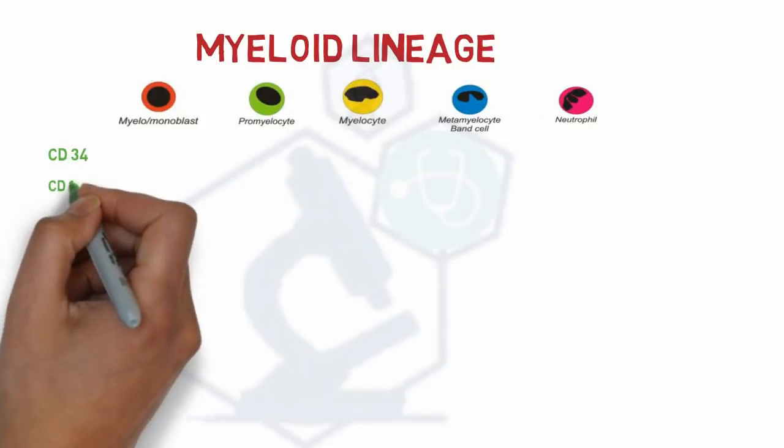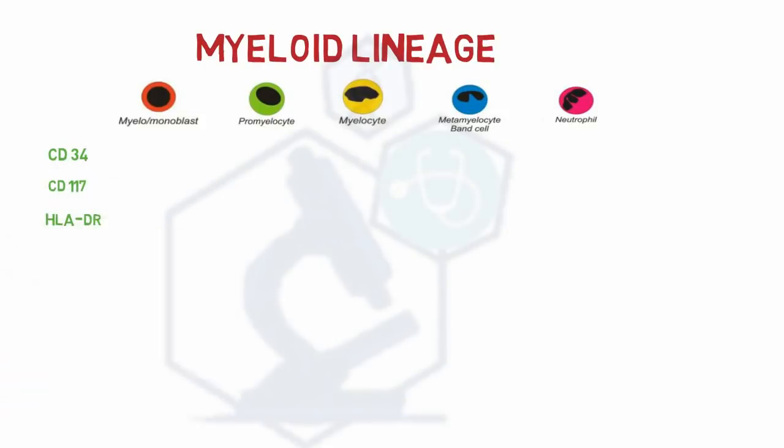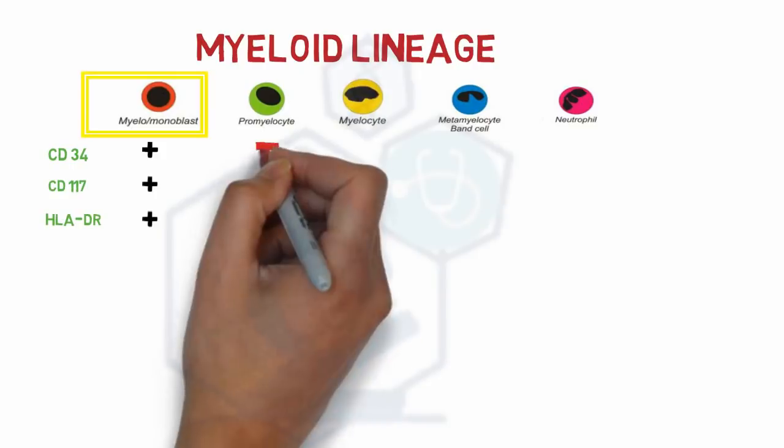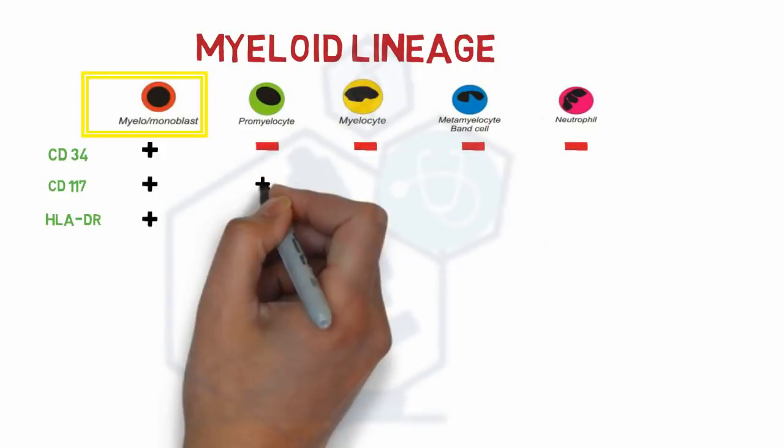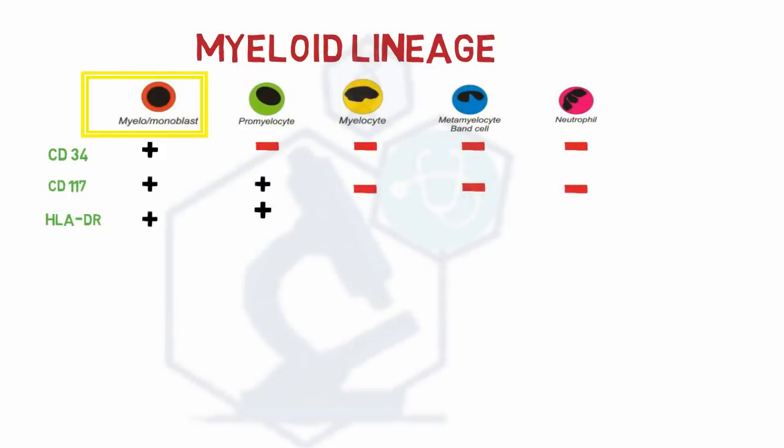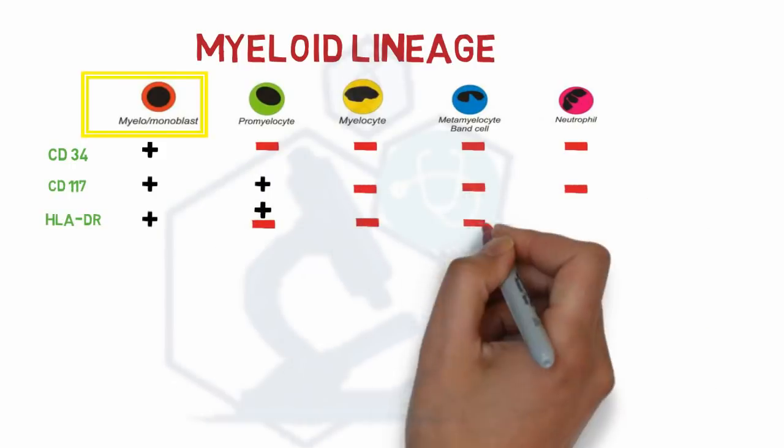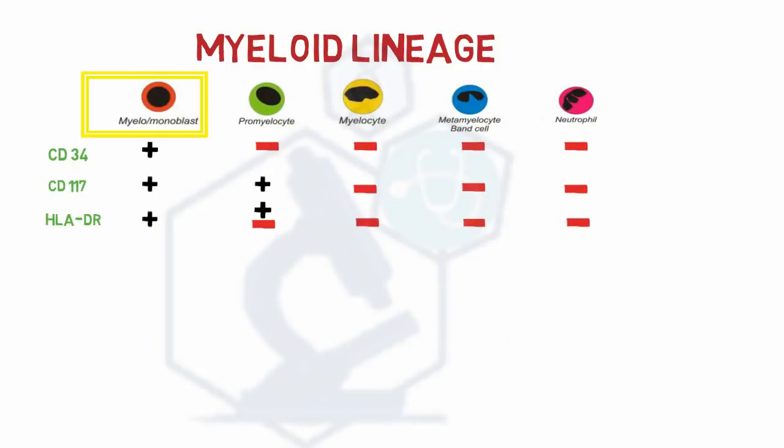Myeloblasts or blasts of myeloid lineage express CD34 or CD117 or HLA-DR. And as granulocytes mature, there is total loss of CD34 and CD117. Promyelocytes are CD34 and HLA-DR negative but express CD117. Acute promyelocytic leukemia or APML arises from promyelocytes and has a characteristic CD marker on flow cytometry plots.